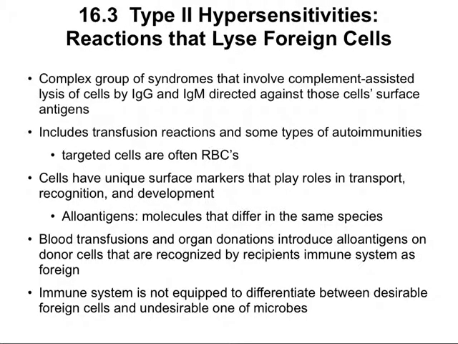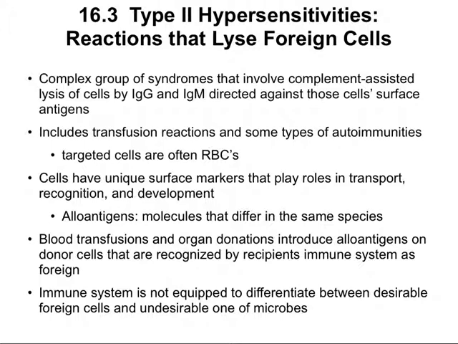Now let's move on to look at type II hypersensitivities. This is a complex group of syndromes that involve complement-assisted lysis of cells by IgG and IgM. These antibodies are directed against those cell surface antigens. As you'll recall, cells have some unique surface markers that play roles in their transport, recognition, and development. These cell markers often have some significant differences between individuals, even though overall these cells are pretty similar between individuals.